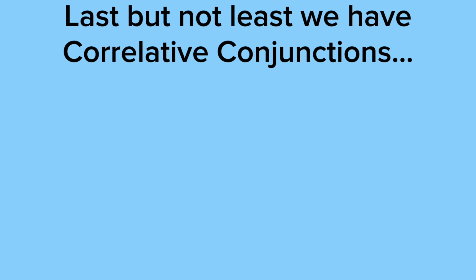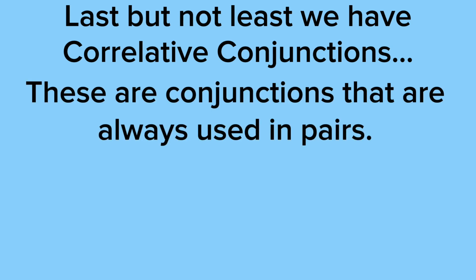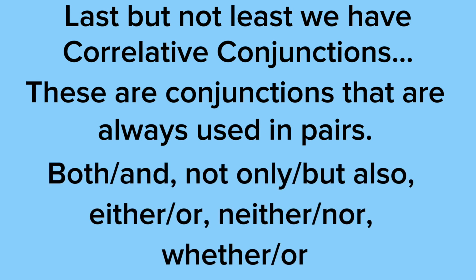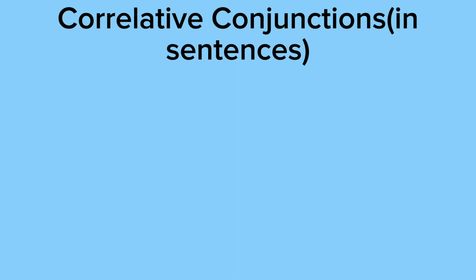Last but not least, we have correlative conjunctions, and these are conjunctions that are always used in pairs. For example, both and, not only but also, either or, neither nor, and whether or. These are all used in pairs. Just a side note, these conjunctions aren't always used in pairs, but some sentences make sense only if you use these in pairs. Next, we have correlative conjunctions in sentences.